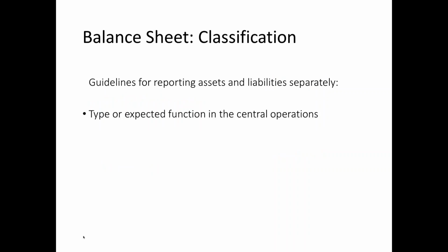So we've got some guidelines for reporting assets and liabilities separately. Let's go through those, Brian. One way you can do it is by type or function of the central operation. For example, we've mentioned hay, forage, and the various functions of a cattle operation. So one way you can do a balance sheet is by the expected function in the central operation.